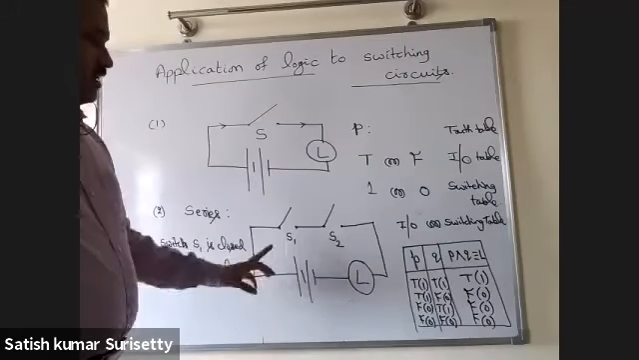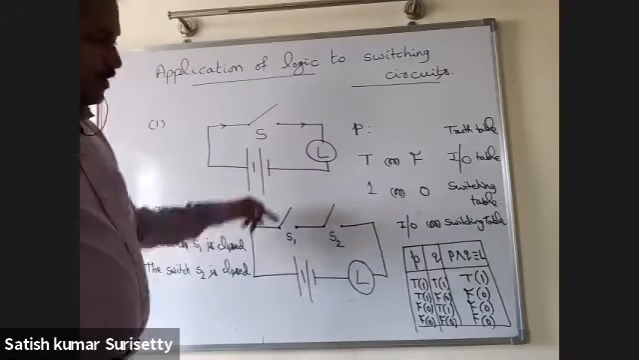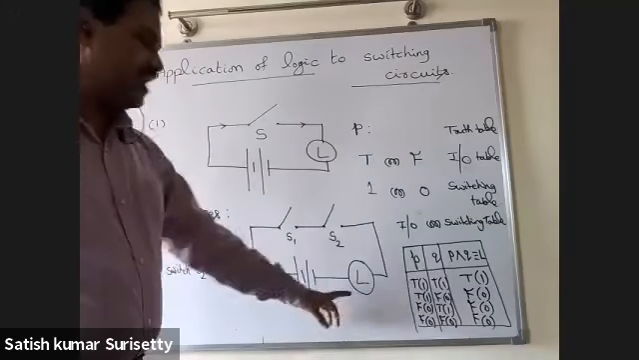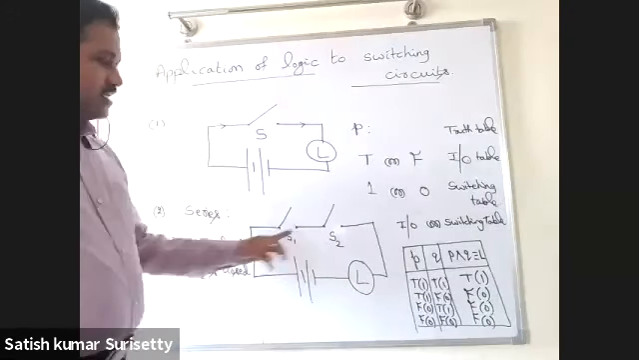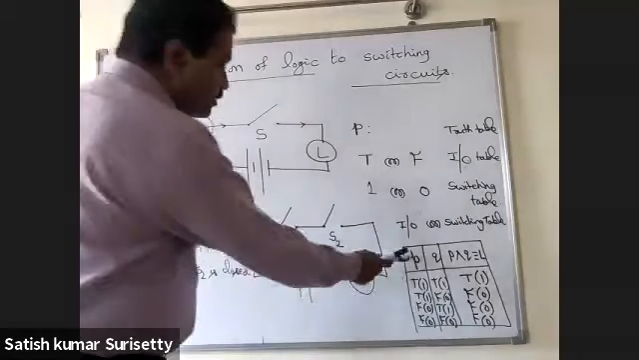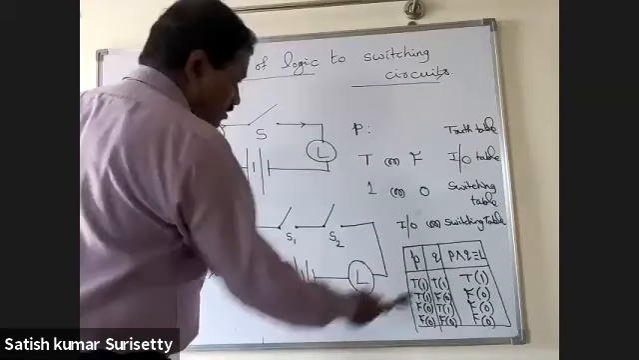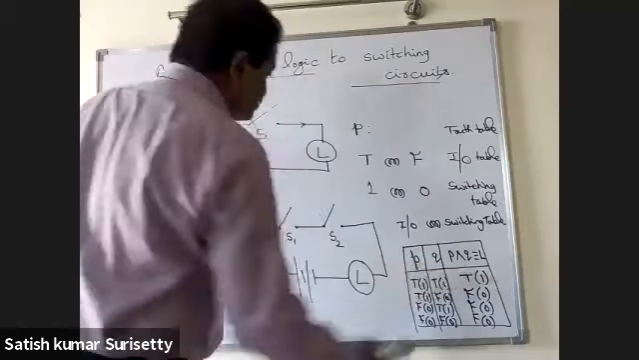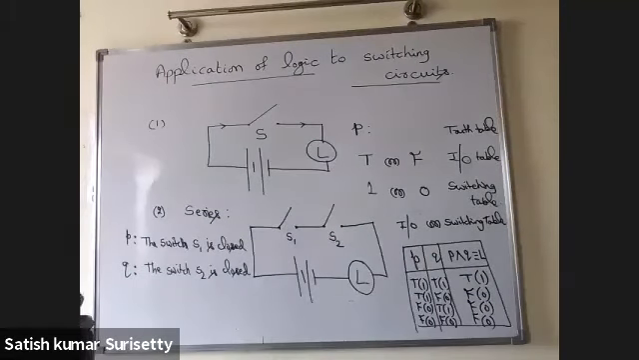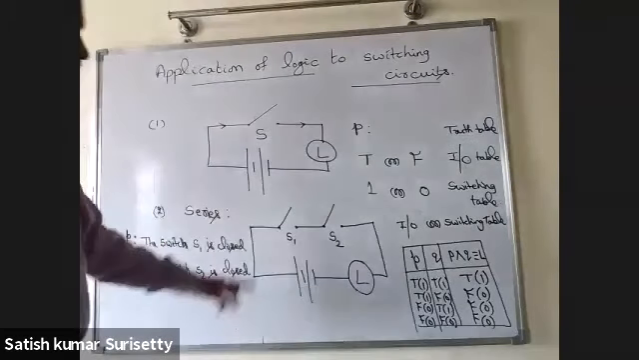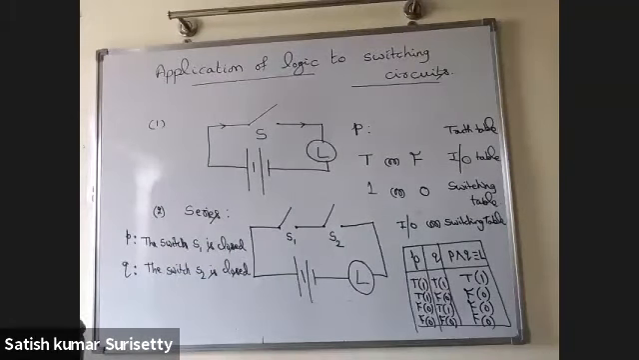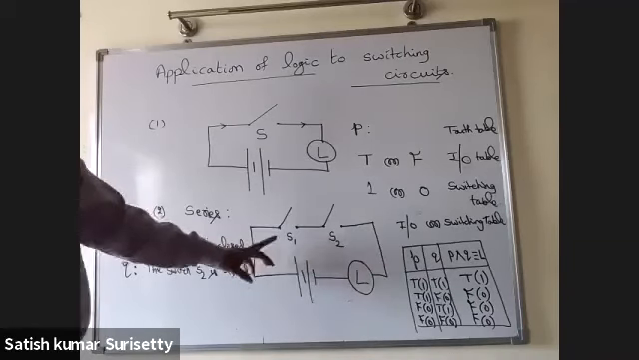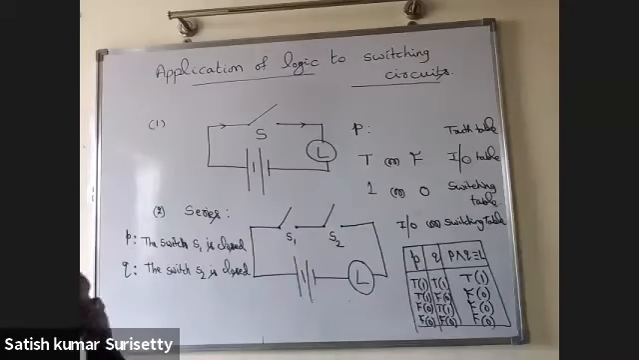Now, here the current flows in the circuit and the lamp will glow only when both the switches are closed. That means if P is true and Q is true, then only P and Q will be true. That means the lamp will glow only when both the switches are closed. So this corresponds to the compound statement conjunction.